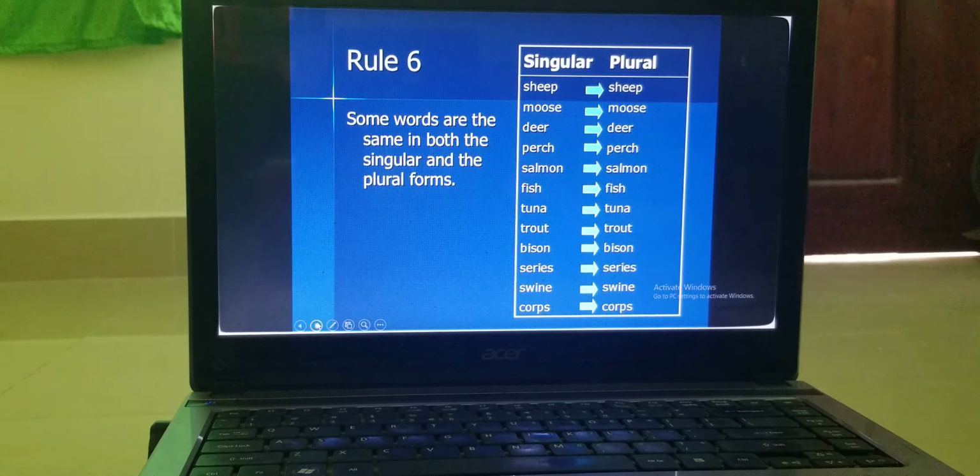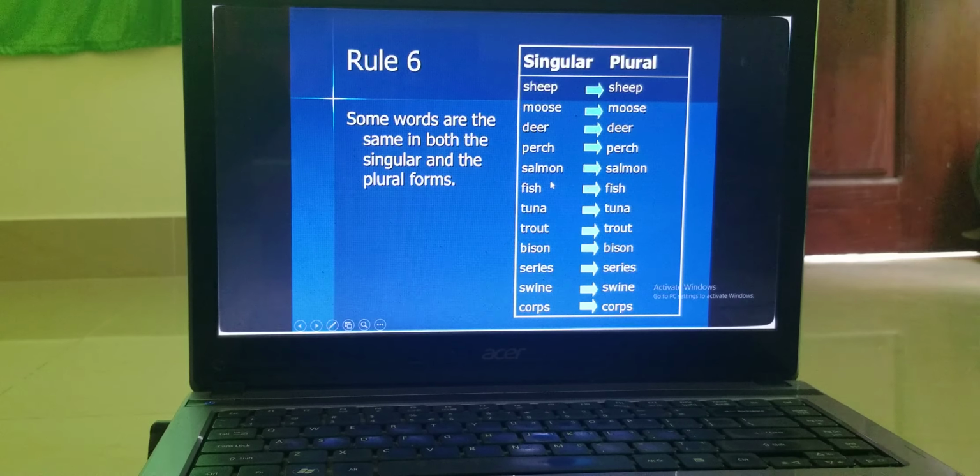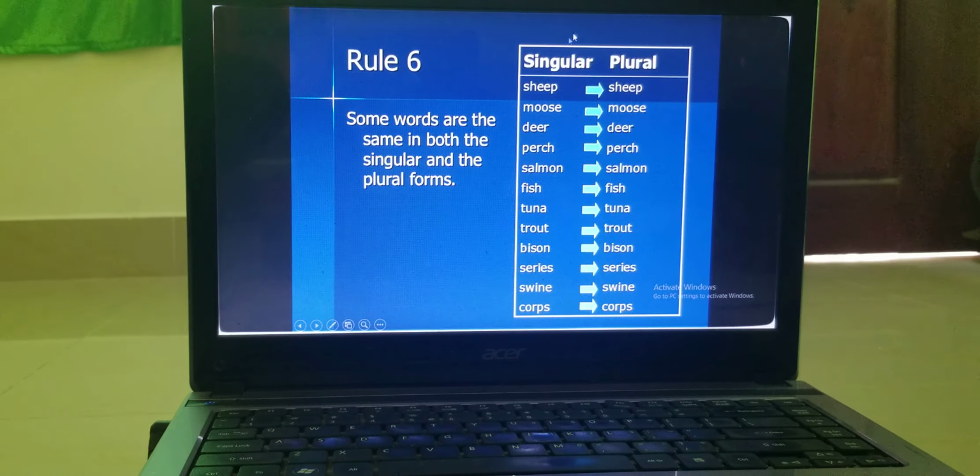And rule number 6, some words are the same in both the singular and the plural form. Some words we don't change to plural by adding S. So we still keep the same form, like sheep, mouse, moose, and deer, perch, salmon, fish, tuna, trout, bison, swine, and cod. All of these words keep the same form, both plural and singular.